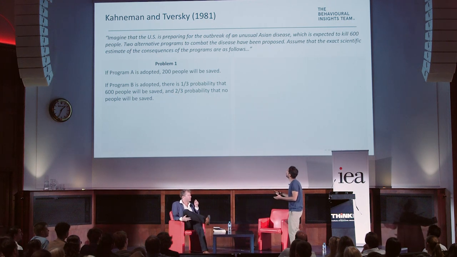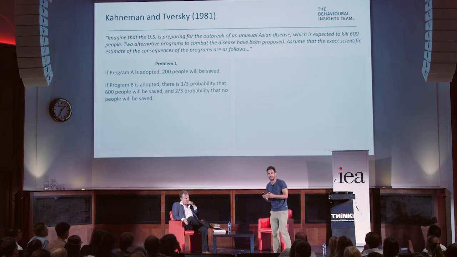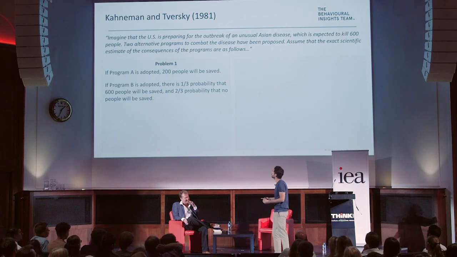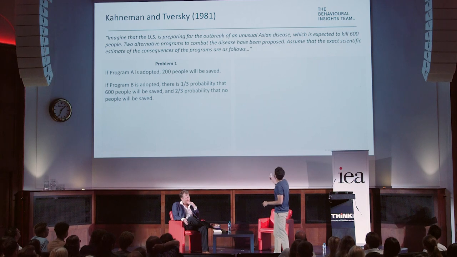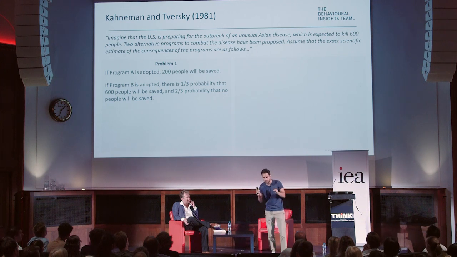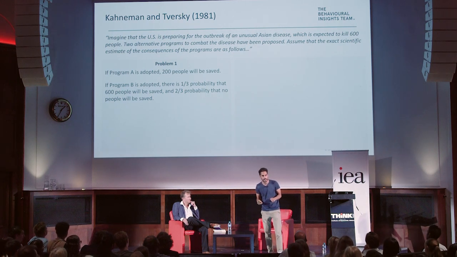Imagine you're a policymaker in the US, and you're preparing for the outbreak of an unusual Asian disease. Now, kind of a sign of the times. I don't know why the fact it's an Asian disease means anything at all. I presume it's worse in some way, but I guess we'll find out. It is expected to kill 600 people, which I think is bad. Two alternative programs to combat the disease have been proposed. Assume that we know, and this never happens in policy, I assure you, the exact scientific estimate of the consequences of the programs, and you're going to choose between them, all right?